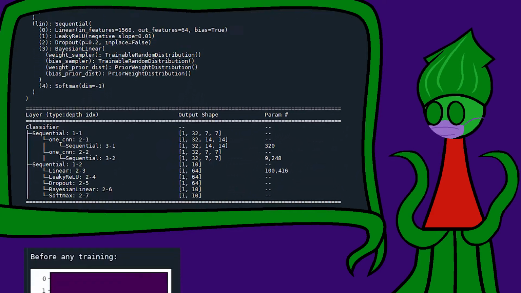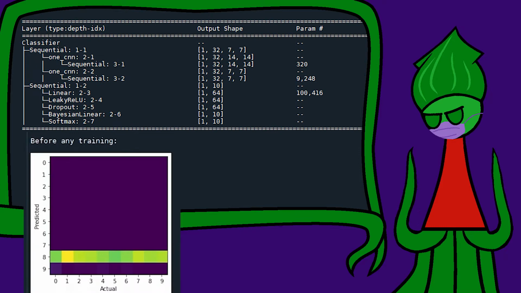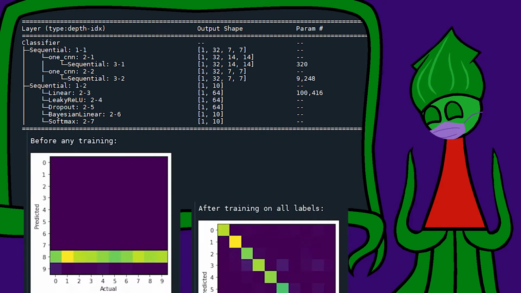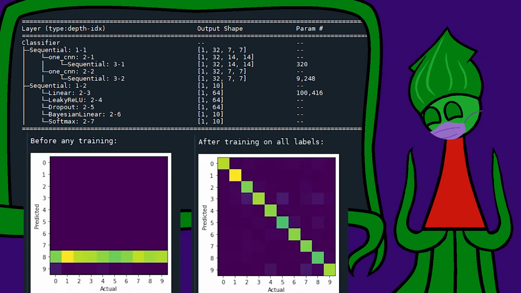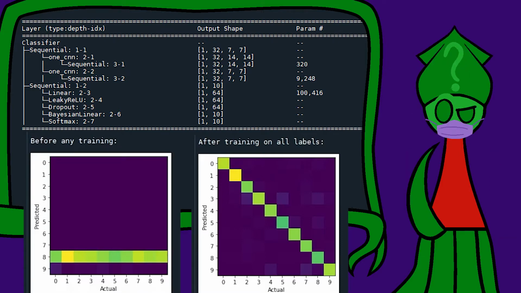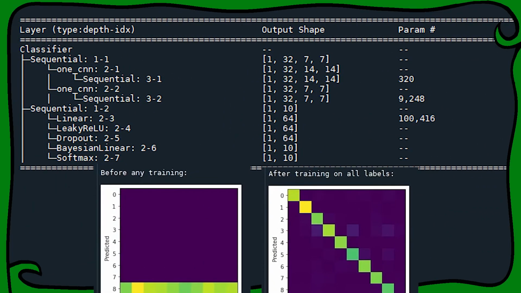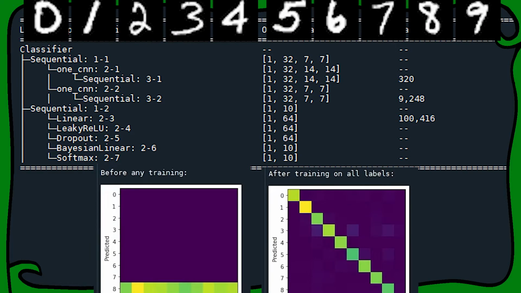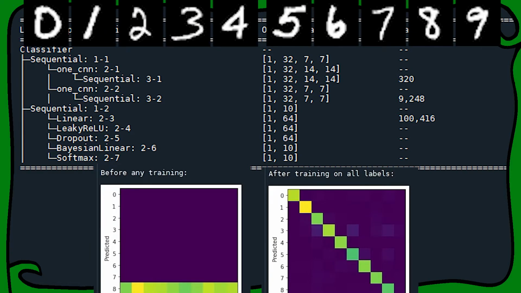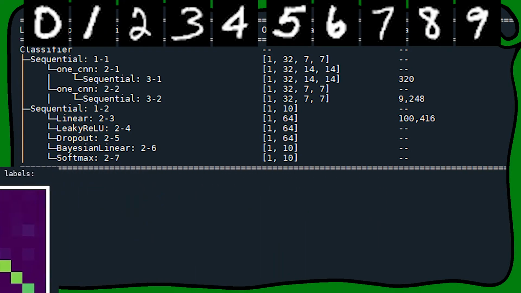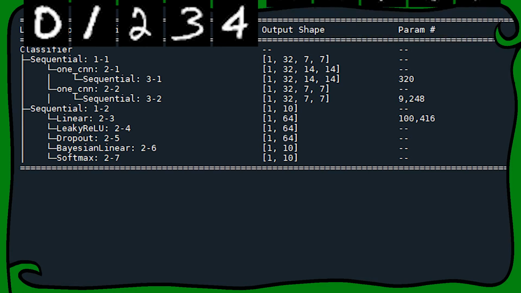Before we train a classifier, it's rubbish at sorting numbers. After a few minutes of training, it can name the digits with over 90% accuracy. But what if we don't train this classifier in the usual way? We usually give the model batches of labeled training data with numbers from 0 to 9. What if we only give it numbers from 0 to 4?